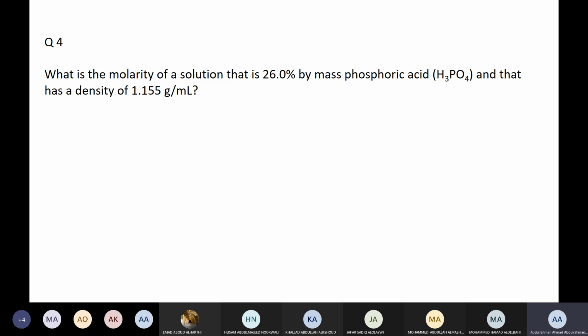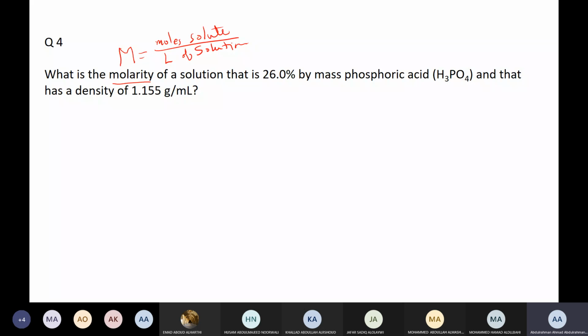What is the molarity? So is this big M or small m? Big M, capital M. What's the molarity of a solution that is 26% by mass phosphoric acid and that has a density of 1.155 gram per milliliter? What is molarity first? Moles of solute divided by liters of solution.